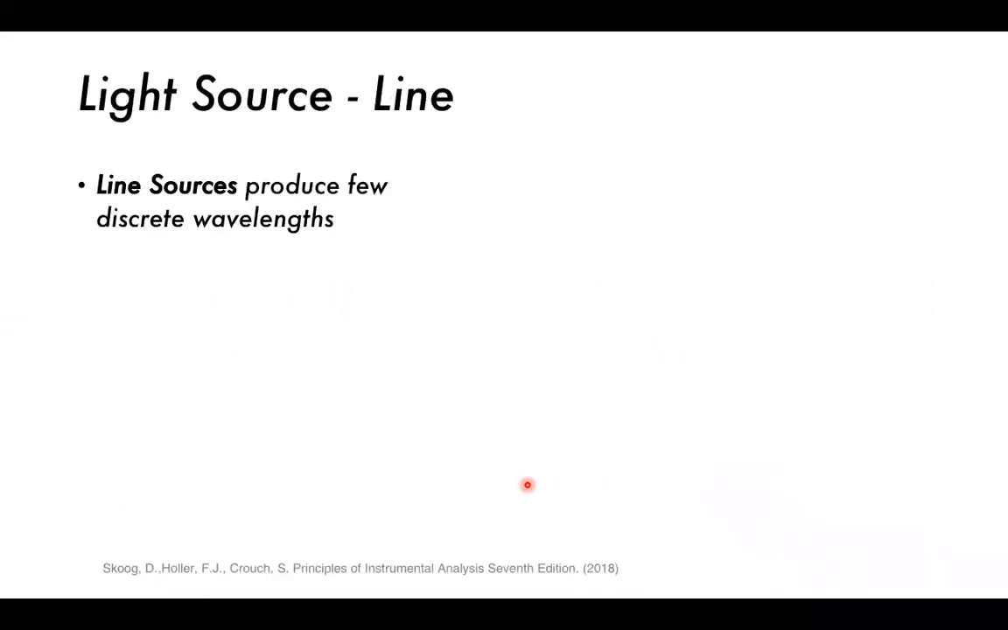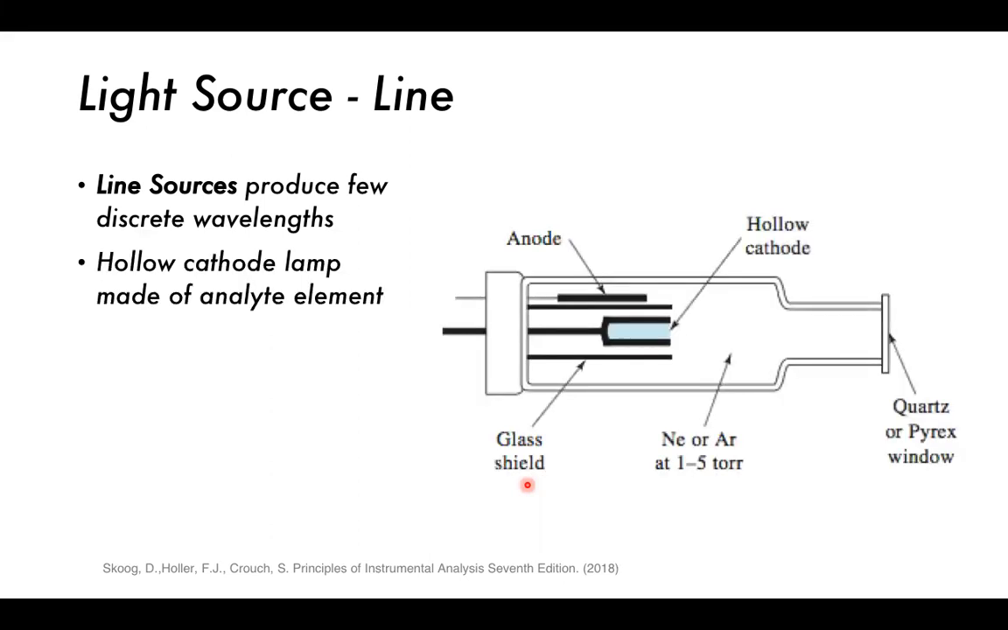Line sources then. Line sources produce a few discrete wavelengths. So instead of producing the broad spectrum, like the 250 to almost 2000 nanometers produced by the tungsten lamp, here we have maybe a range of about 5 nanometers produced in some instances. It's a very, very narrow range of wavelengths. In the case of hollow cathode lamps, it's so specific, it's basically just one wavelength. Hollow cathode lamps are made of the analyte element. So inside the lamp is, say, if this is for the detection of iron, iron as an element.